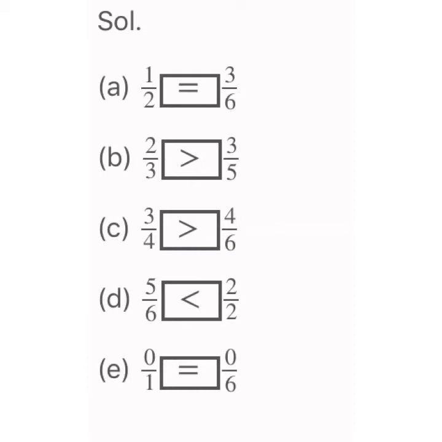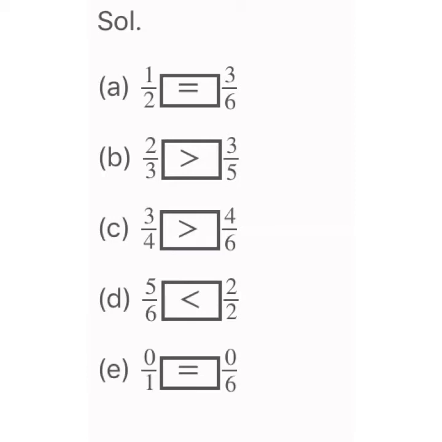So we will get a new fraction, that is 10 upon 15. Then 3 multiplied by 3 and 5 multiplied by 3, we get 9 upon 15. So children, which one is greater? Yes, 10 upon 15 is greater, that means 2 by 3 is greater than 3 by 5.